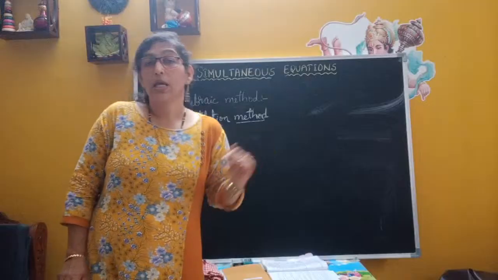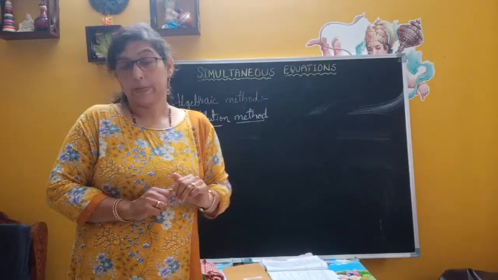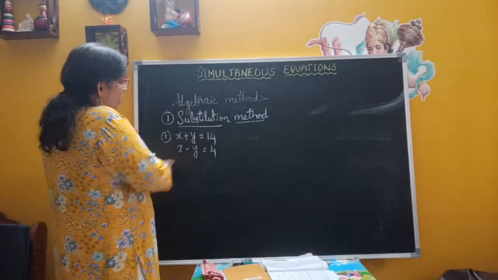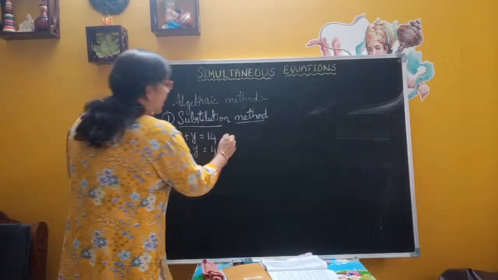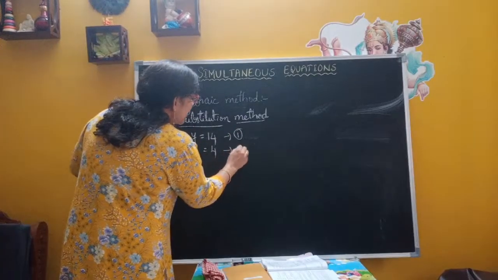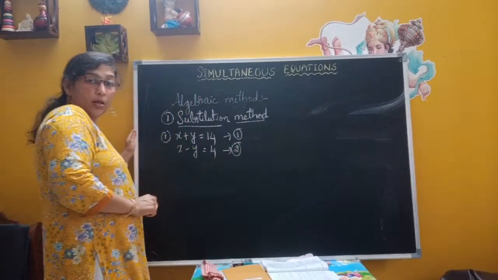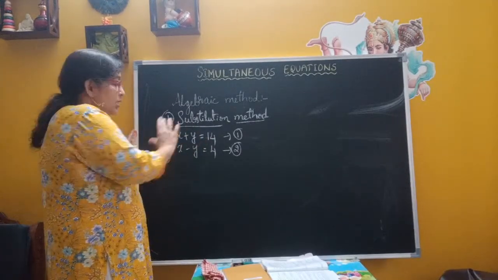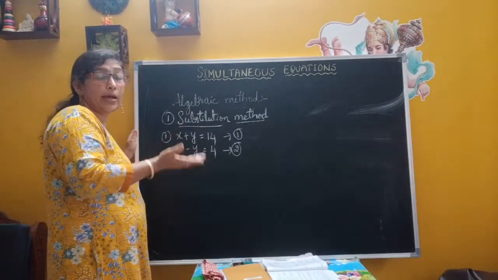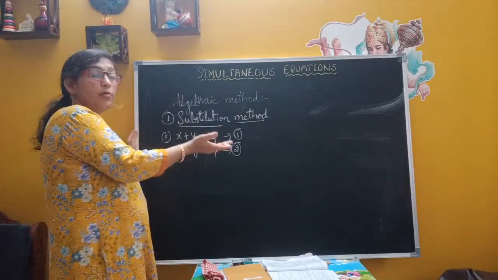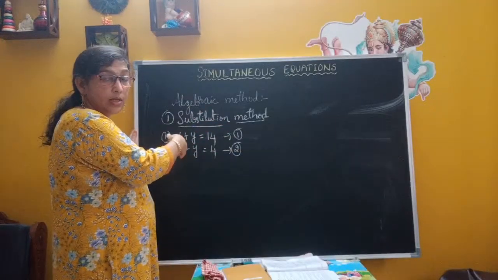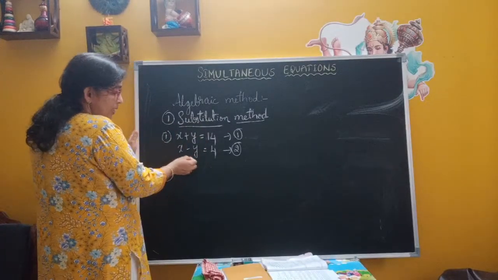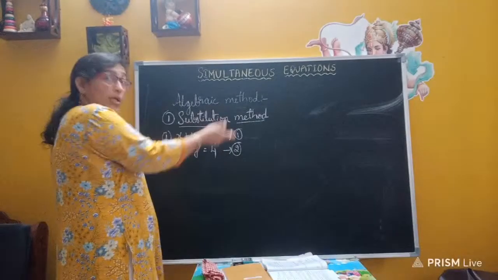The name substitution method itself says we have to substitute something. What to substitute and how to substitute, let us learn now. Let me consider the first as equation 1 and the second as equation 2. We can take either equation 1 or equation 2 and change it into the required form. That means we take one variable as the independent variable and the other as the dependent variable. Let me take x minus y. Here we have a negative sign, and I will convert that, which would be easier.